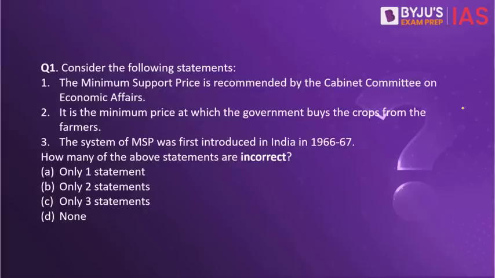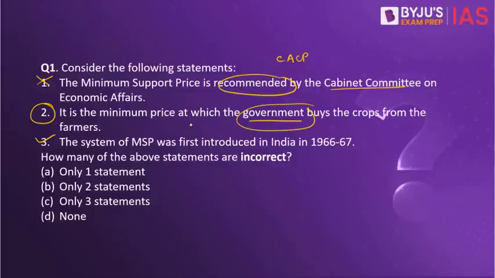So if we go back to the question, this is incorrect. The recommendation is by CACP, but final approval is given by the Cabinet Committee on Economic Affairs. This is also correct. Now minimum support price, yes, it is the price at which the government buys the crops from the farmers. The private traders may or may not buy the crops at a price which is lower than this. However, the government will never buy crops at a price lower than the MSP. So your correct answer over here is A, because we have to choose the incorrect statements.